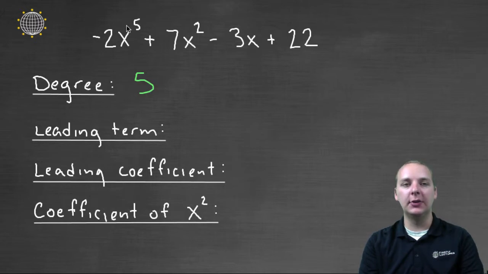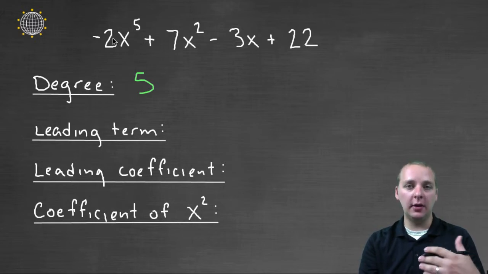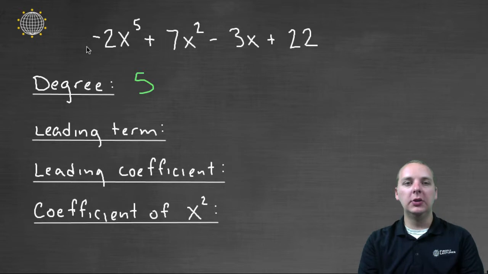Now the leading term is the term that has the variable with the highest degree. So again, it's this term that we're looking at here, and we typically write these in descending order of their exponents. So this negative 2x to the fifth would be listed first because it has the highest power. So this entire term, negative 2x to the fifth, would be what we call our leading term.